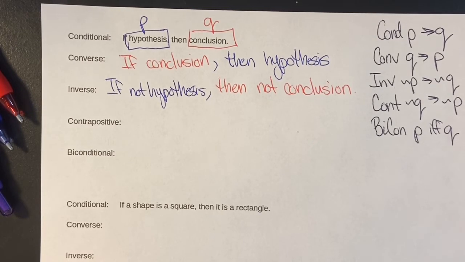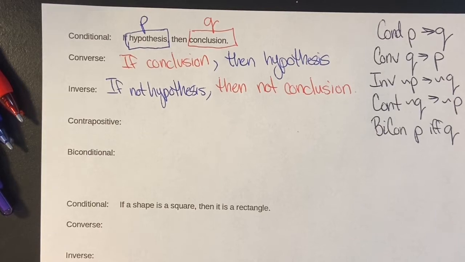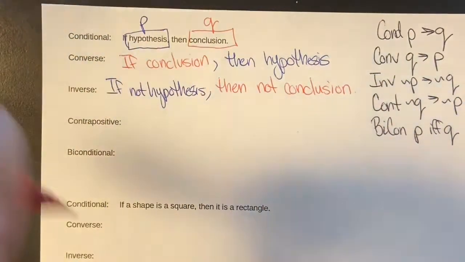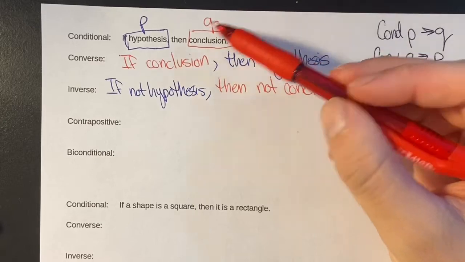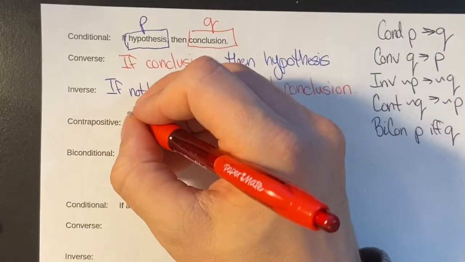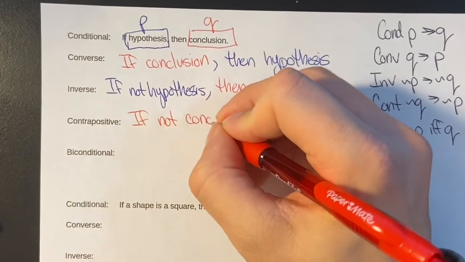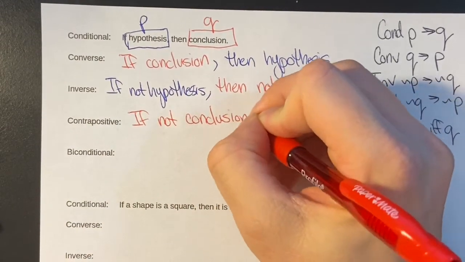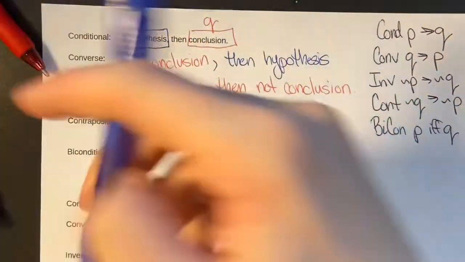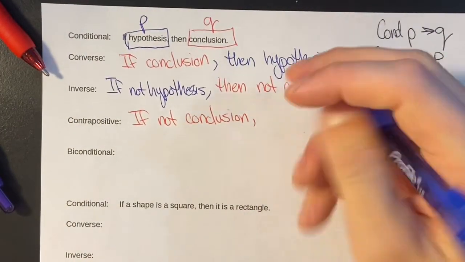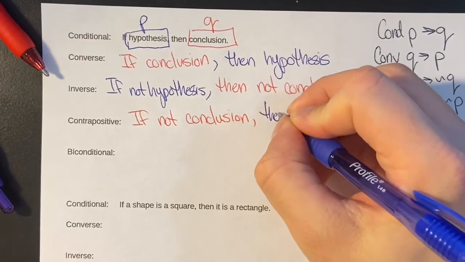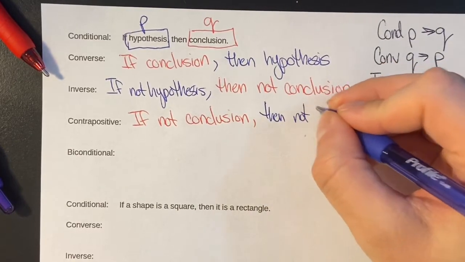The contrapositive is the same as the inverse. I'm sorry, the contrapositive is a mix of the converse and the inverse. So you put it in the order if P then Q, but put nots in front of them. So if not conclusion, then not hypothesis.